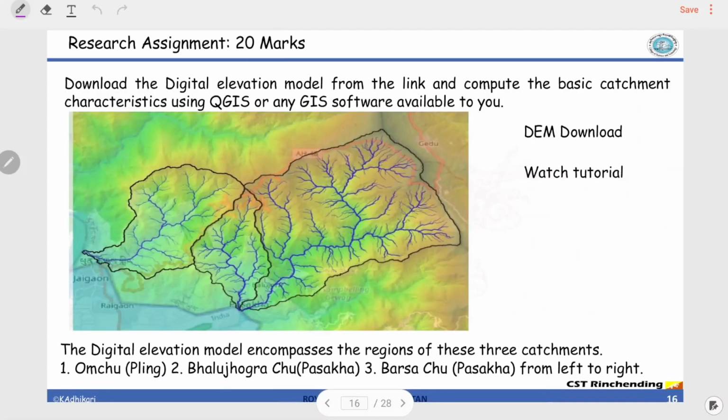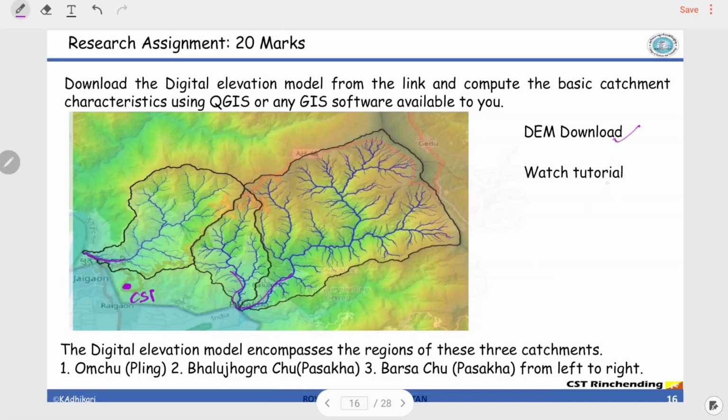Let's end our lecture with a simple exercise. You can see that I have already delineated the catchments of 3 rivers. This is our Omchu, by the way. Here we are, this is CST. This is Omchu, this is the Varsa river in Pasaka, and there is also one more river commonly known as the Bhalujoda river. So I have already delineated 3 catchments, and I want you to do the same. When I send you this file, you can click on this word, the link is embedded in it.